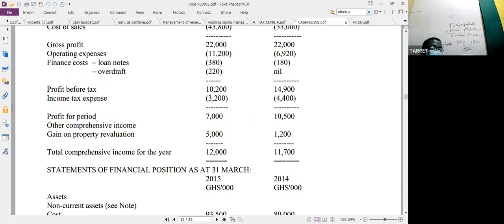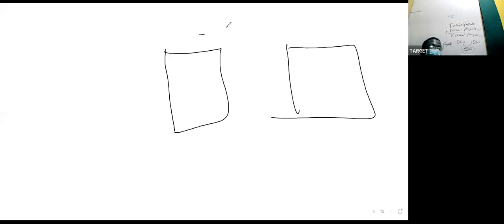The question was like this. It was a cash flow question, and then we gave them 2 financial statements with no date on top. We didn't give them the date. So how do you know whether this one is the 2015 and this is the 2014, or the other way round? We never gave them the date. 2 years. So let's take note of that.